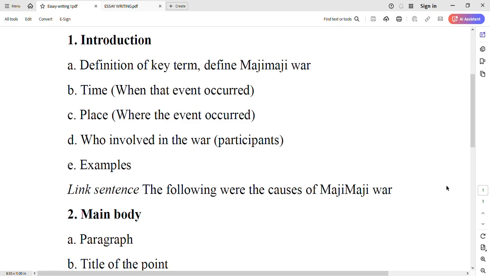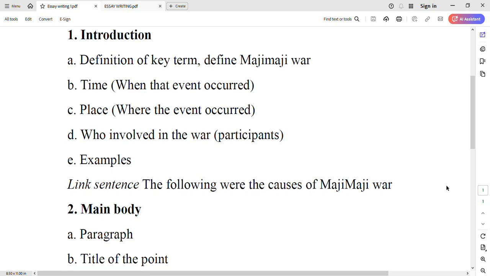And please avoid having a single line paragraph. Maybe it depends on the level of your class. From Form 1, from Form 2 we can understand you, but if you are from Form 4, a single line paragraph is not acceptable. It shows you are weak in understanding of that concept. So the main body has paragraphs.